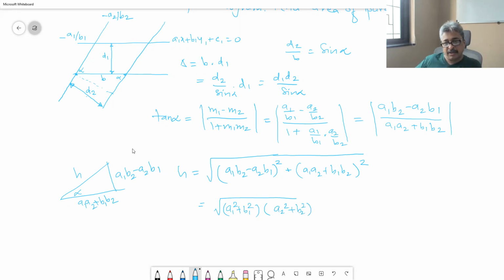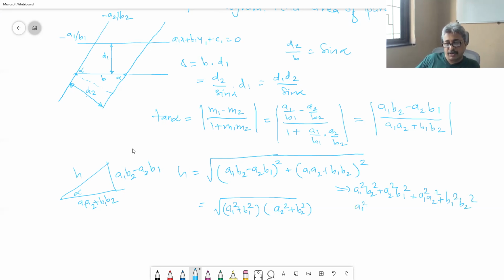If we want, we can do it. a1 square b2 square plus a2 square b1 square. Now all the four terms are the same in both the places. One is minus, one is plus. The middle term will get cancelled. a1 square a2 square plus b1 square b2 square.